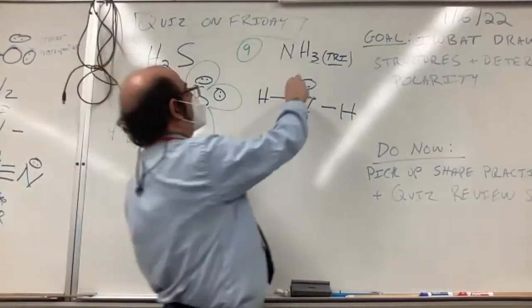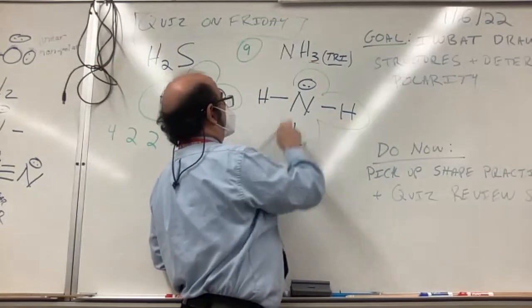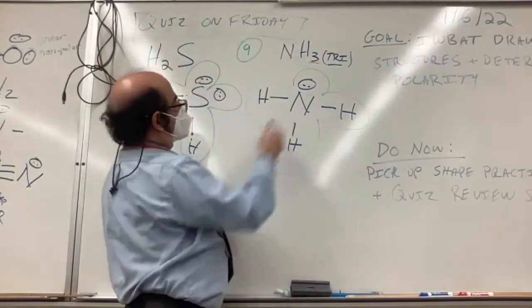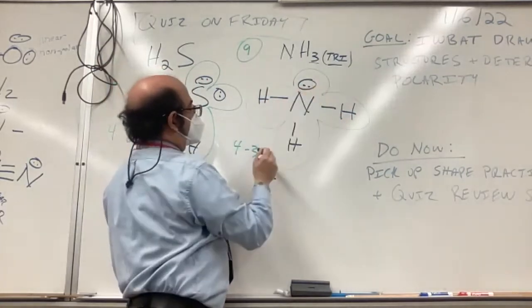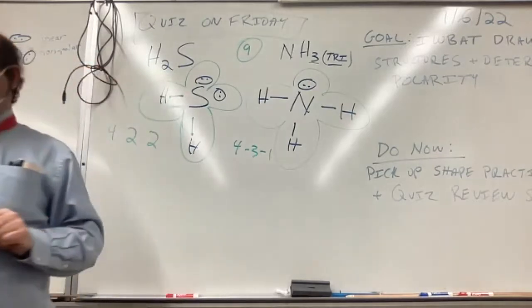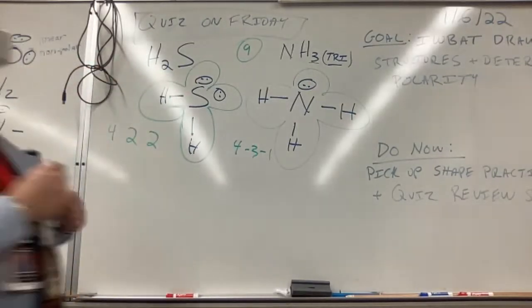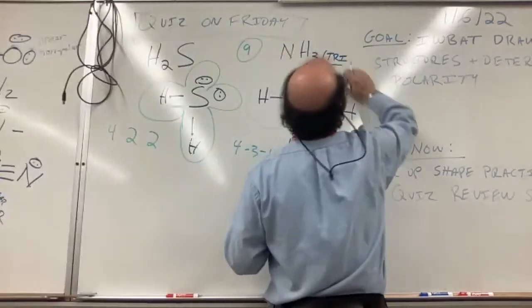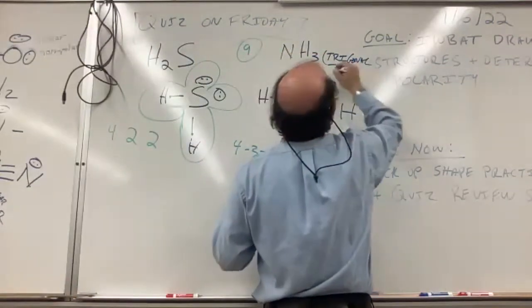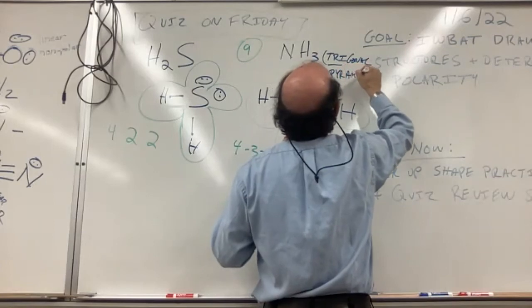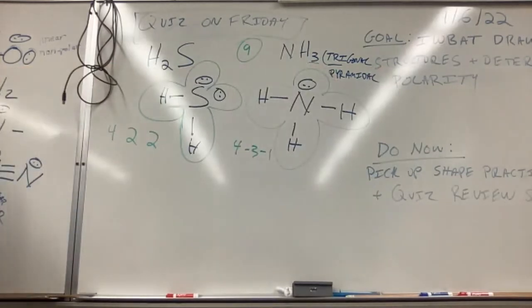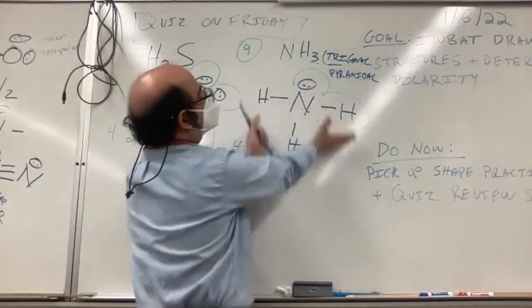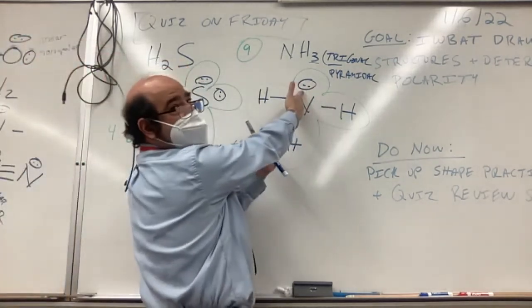2, 4, 6, 8. Nitrogen is happy. Hydrogens are happy without throwing pairs on them. If you were worrying about the 4, 1, 2, 3 bonds, 1 non-bonding. That is it. So its name is trigonal pyramidal. Polar. Because guess what? These guys are pulling down. Nobody's pulling up.